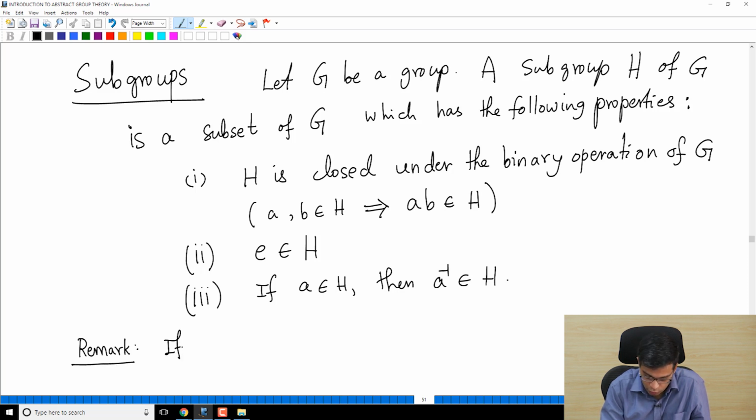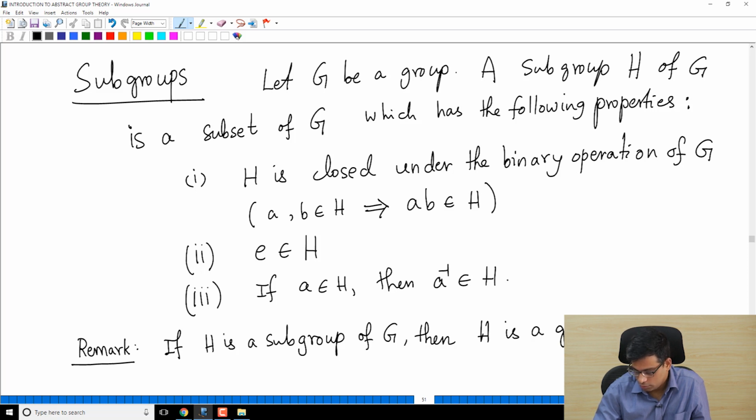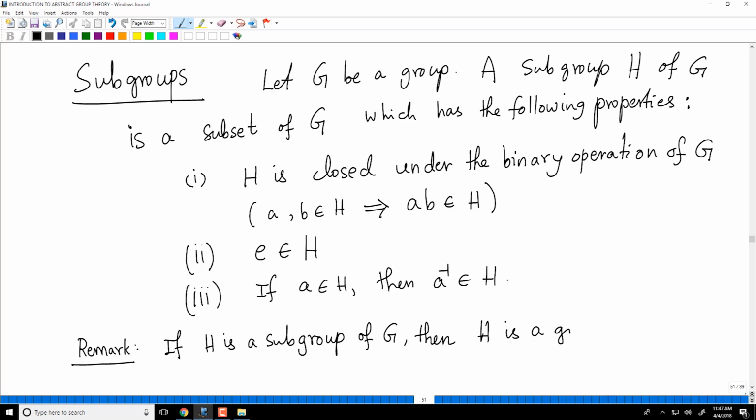So, I will only remark here an easy remark: if H is a subgroup of G, then H is also a group under the same operation as G. So, if you focus your attention only on H, it is actually a group, because it has a binary operation. It is the same as the one of G.